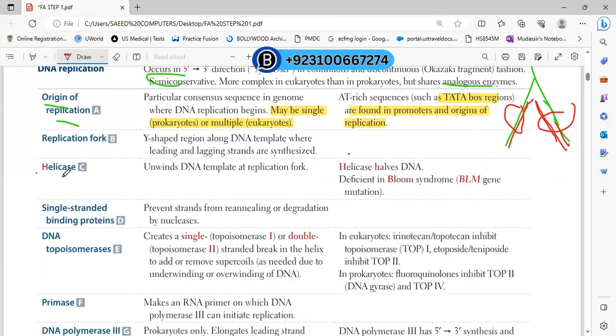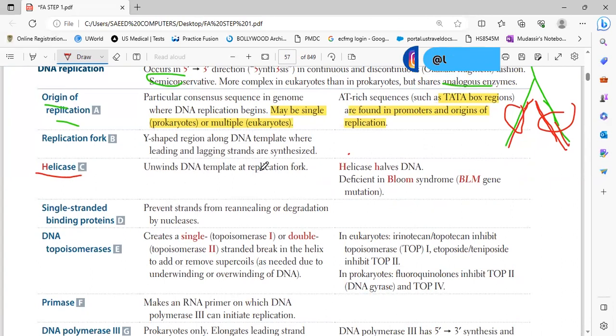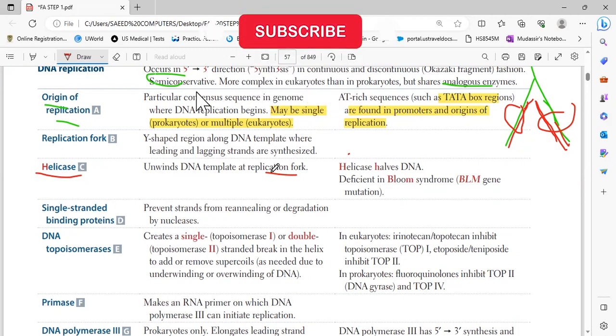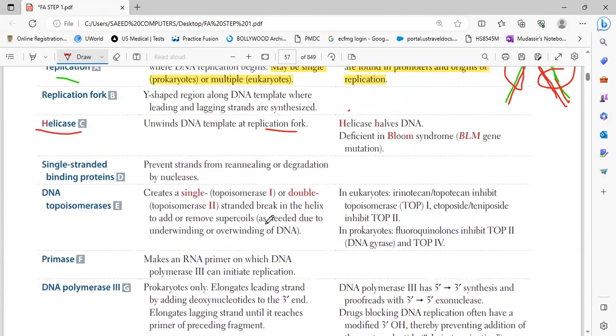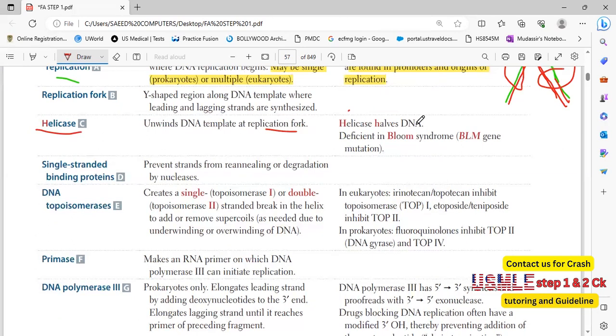So next is helicase. Helicase unwinds the DNA template at the replication fork. They unwind, or you can say unzip, the DNA. Otherwise, DNA is double stranded. Here you can see the unzipping. This is zipped, this is unzipped. It is done by helicase. Here you can see this is helicase unzipping the DNA. Helicase unwinds the DNA.